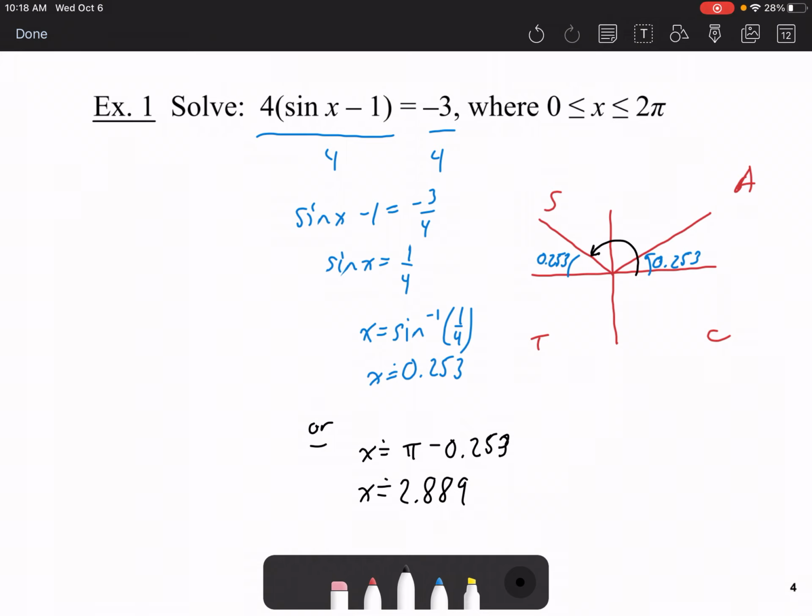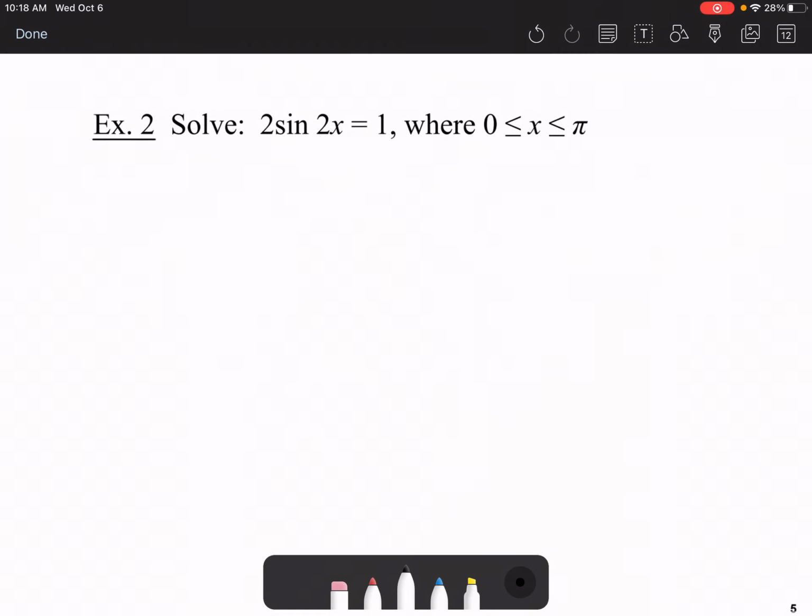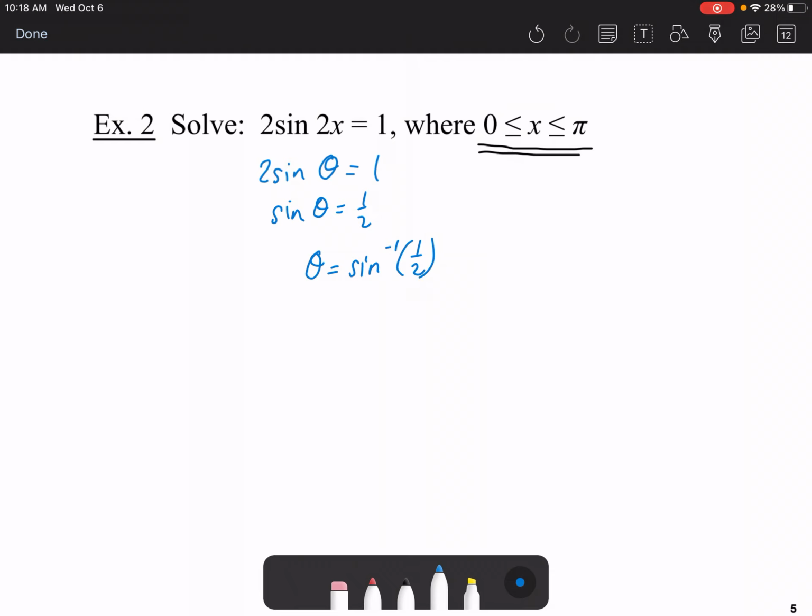Okay, let's try that again, only with a little bit more challenging problem. Here we get 2 sine 2x equals 1, and I want to find the values of x on the domain 0 to pi. Well, in order to do this, first change this to 2 sine theta equals 1. You can solve this by sine theta equals a half. Again, theta equals sine inverse of a half, or arcsine of a half.